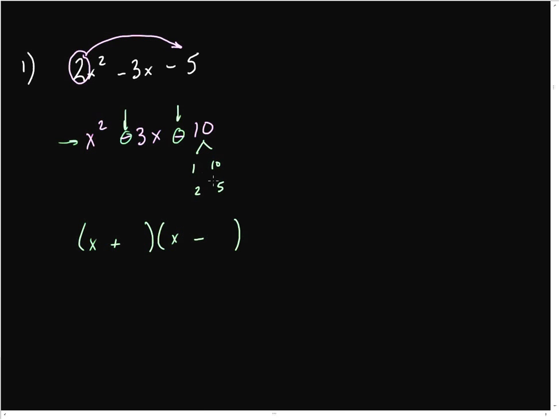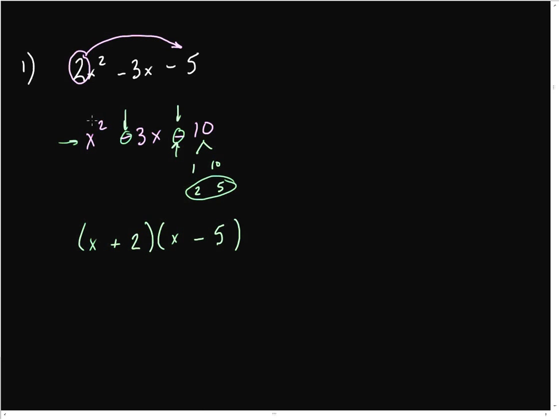All right, so now I need 2 factors of 10 that subtract. That second sign tells you that they must subtract to make 3. 2 and 5 do that. 5 minus 2 is 3. However, the larger of those 2 factors, 5 and 2, get that sign in front of 3. So 5 gets the negative and 2 gets the positive. All right, that's step 2.